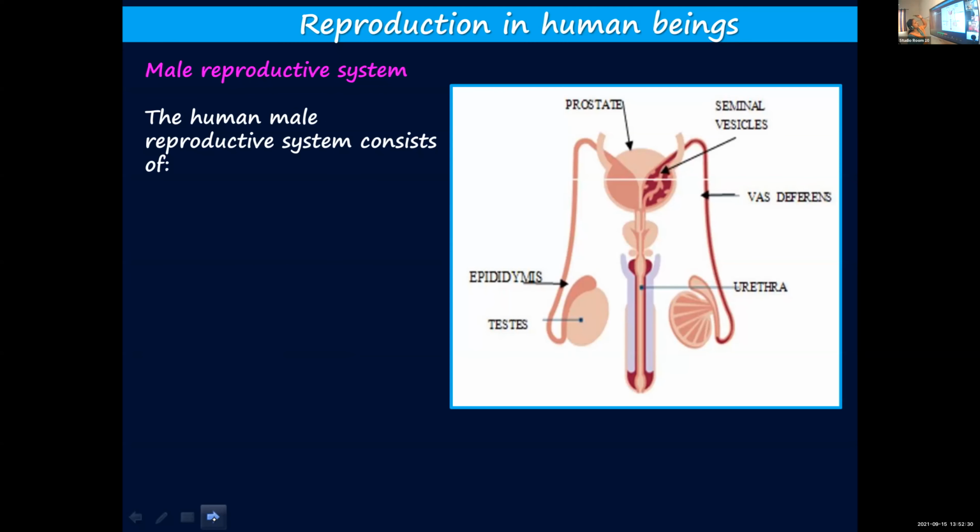Next, we are going to learn about reproduction, sexual reproduction taking place in human beings. So what are the major reproductive organs in both males and females? And we'll be learning in detail about all these.